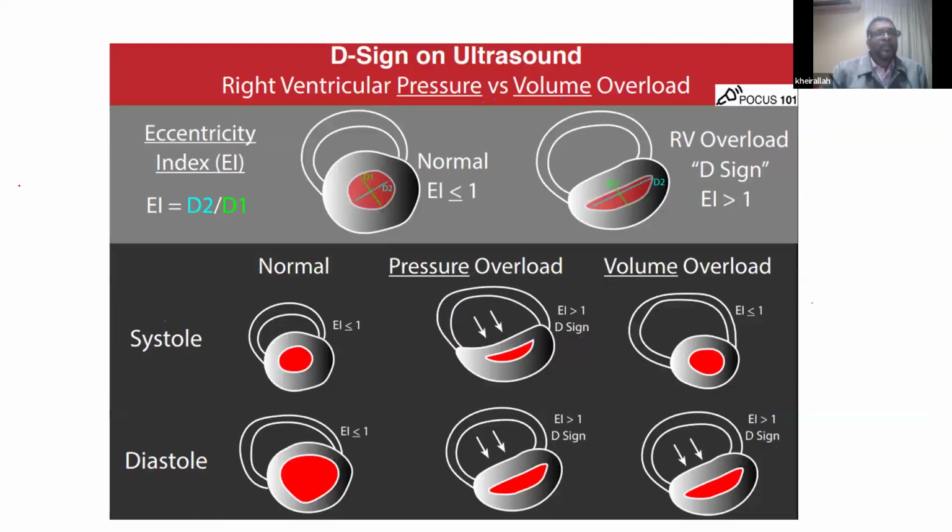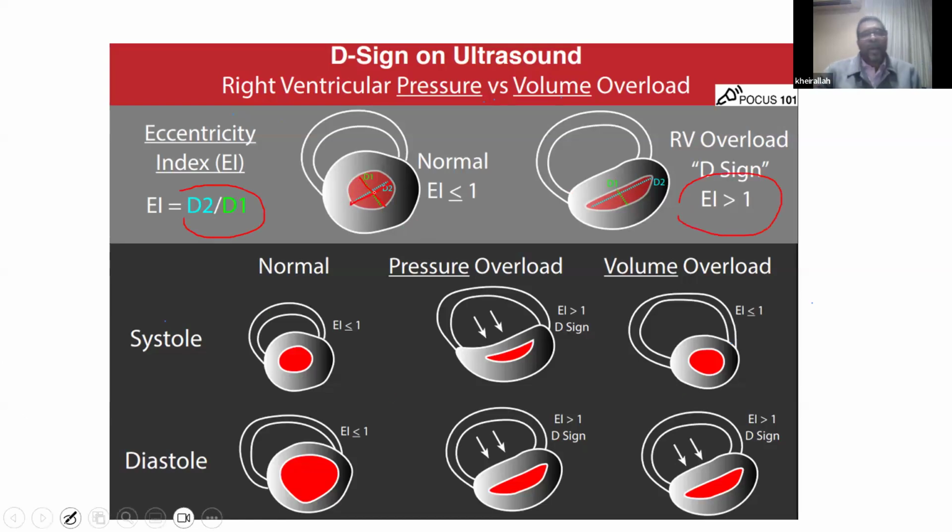And here is the eccentricity index. The eccentricity index is measured in two orthogonal planes like this, D1 and D2. It divides D2 by D1. D2 is here, and D1 is here. Usually it is 1 or less than 1 because they are diameters and this is a circle. But if there is a D-shaped LV, now D2 is going to be more than D1 and the eccentricity index is going to be more than 1.